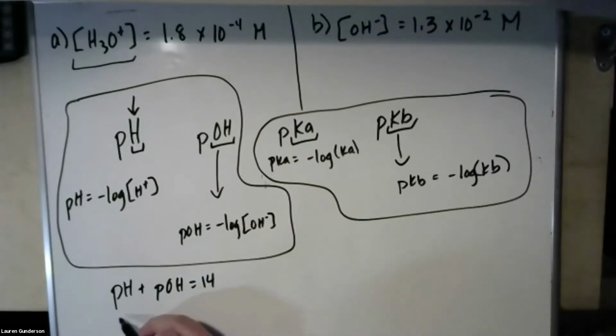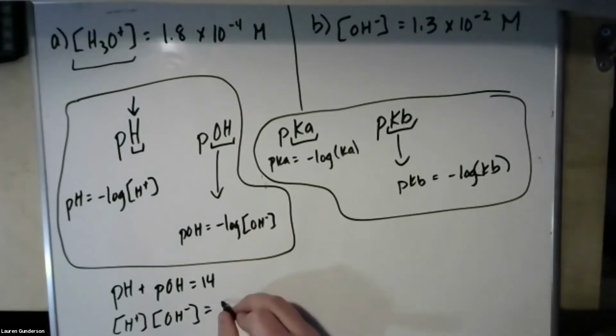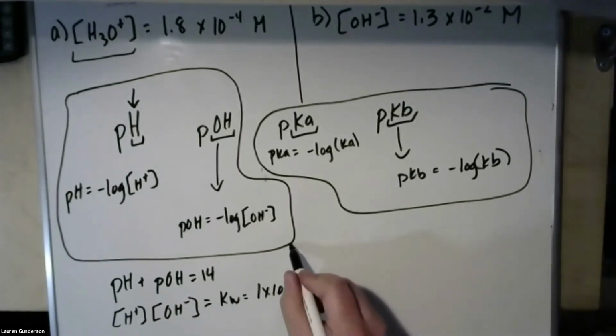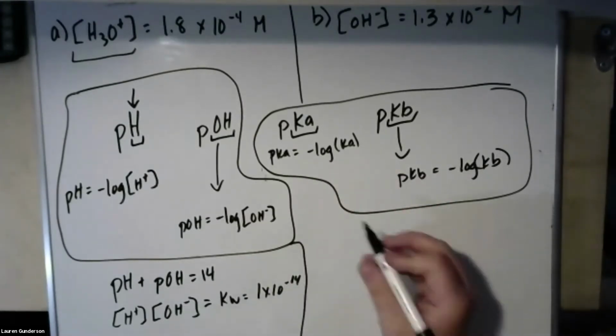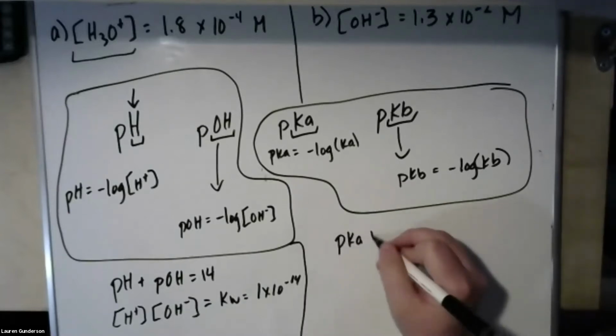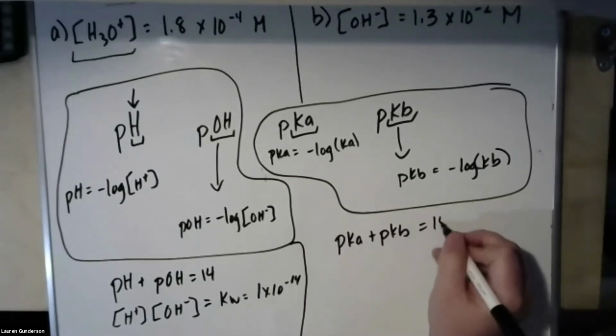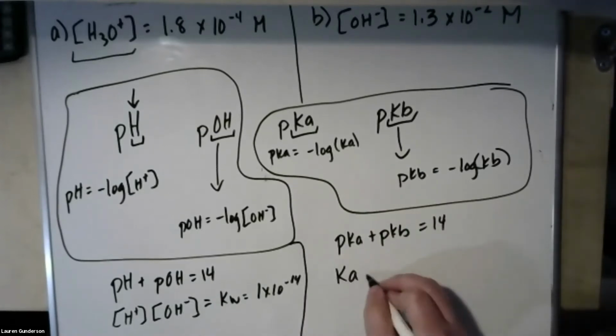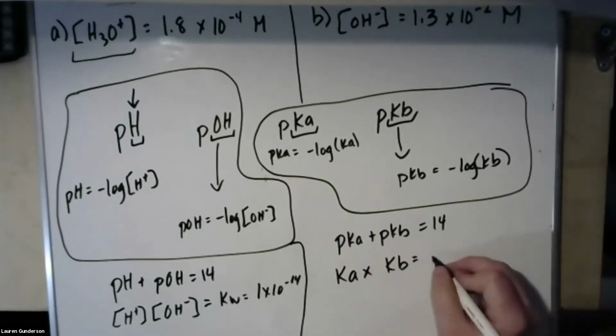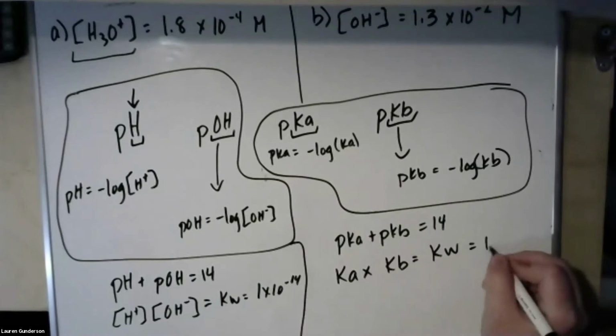Just like if we took the H plus concentration and we multiplied it by the OH minus concentration, that would give us Kw, which is 1 times 10 to the negative 14. All right. If we look over here at our pKa and our pKb values, we're going to see the same type of relationship. If we take our pKa plus our pKb, we add them together, we're going to get 14. If we take our Ka value, we multiply it by our Kb value, it's going to give us our Kw value.